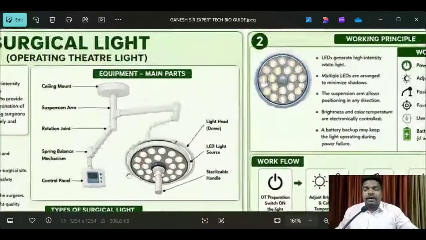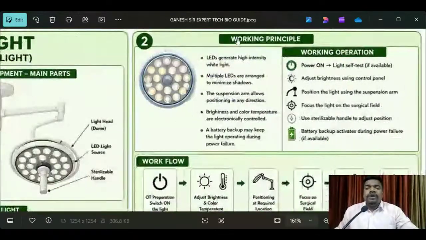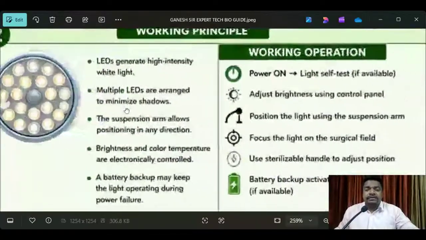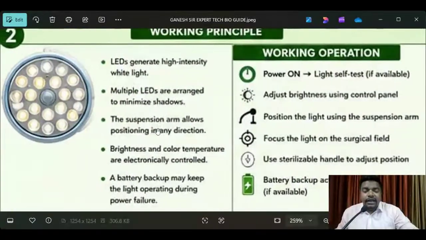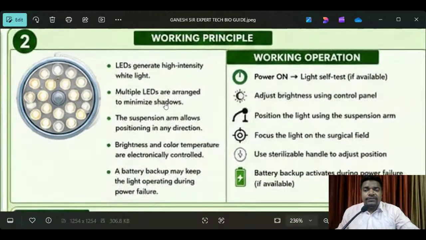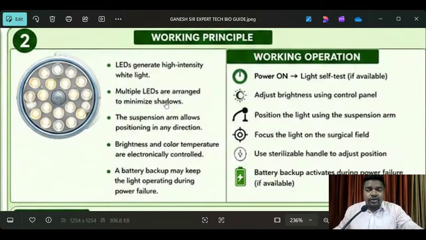Okay, come on. Now we will go to the working principles. My dear engineers, listen carefully. If you are a zero, also no problem. If you are a fresher, also no problem. If you are an experienced person, also no problem. Whoever does not have any idea, you can engage, take interest, and get the points through my live sessions.